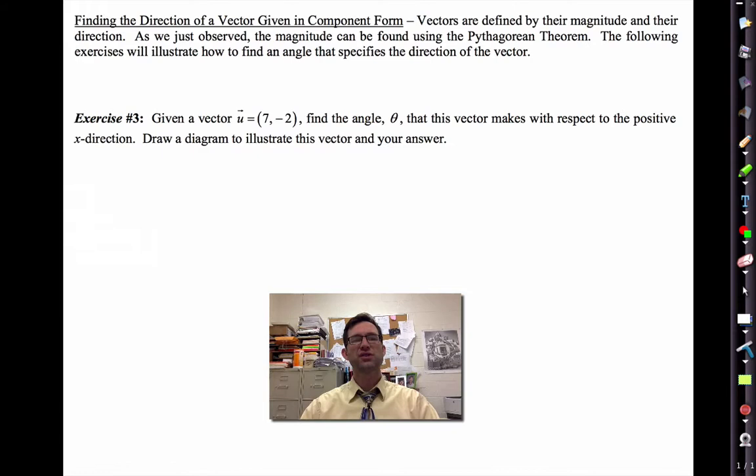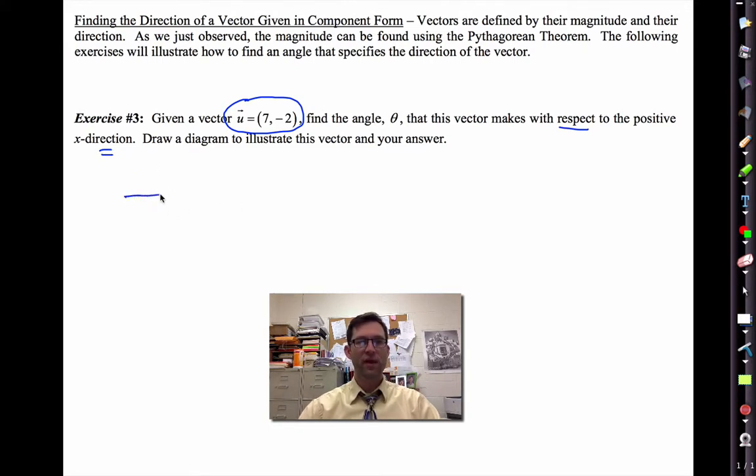So let's take a look at exercise number 3, where I use that third notation for vectors, one that looks like a coordinate point but is not. I tell you that you've got the vector u, which is 7 in the positive x and 2 in the negative y, or negative 2 in the positive y, or whatever. We want to find the angle theta that this vector makes with respect to the positive x direction. Draw a diagram to illustrate this vector and your answer.